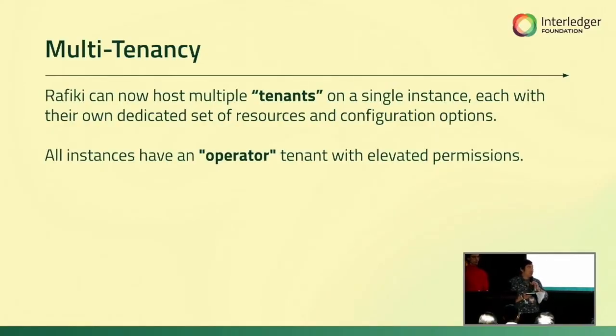Such things would be like wallet addresses. They can configure their own identity providers, peering relationships, manage their own liquidity, and different sets of supported currencies. And in order to orchestrate all of this, all instances have what we're calling an operator tenant, which has elevated permissions to manage other tenants, onboard them onto the Rafiki instance, and so forth.